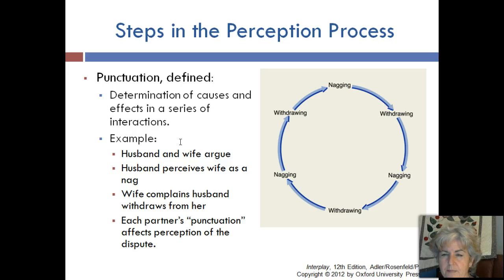Then punctuation. This is interesting. This is how we attribute cause, and where you punctuate an event determines where the cause is. So it's very much cause and effect. For example, does he stray to other women because she nags, or does she nag because he strays to other women? And there's another example here that helps you understand that concept.